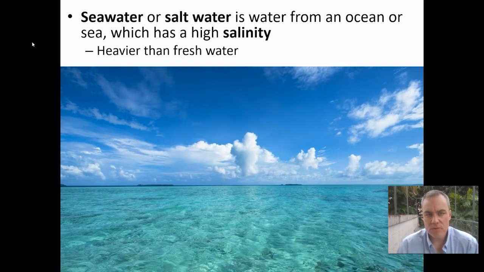So then seawater or salt water is obviously high in salinity. It's the kind of water you find out in the ocean. And because it's got much more dissolved solids in it, it's therefore much heavier than fresh water.